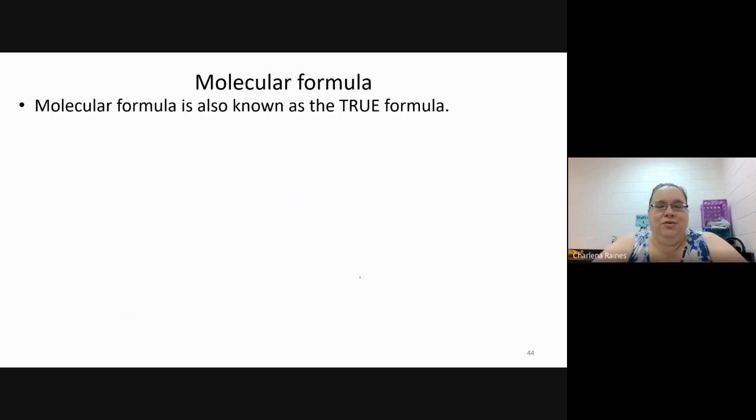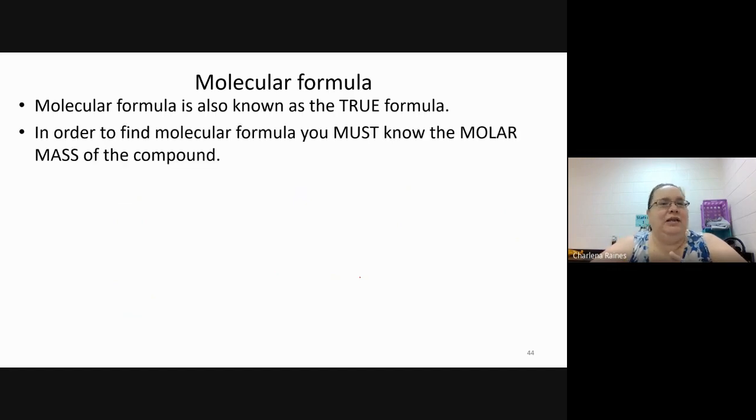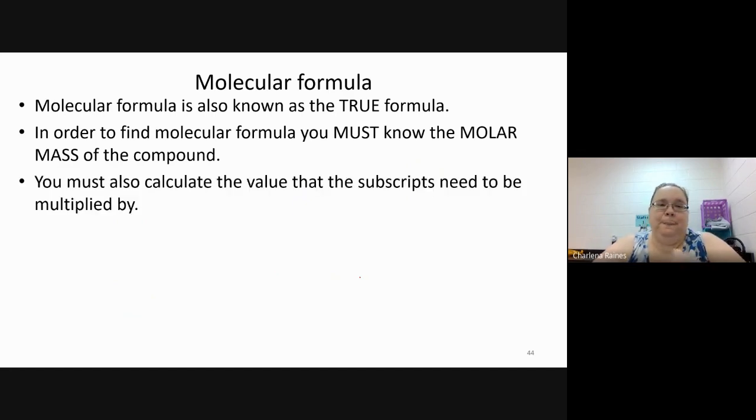So remember that molecular formula is that true chemical formula. And in order to find that molecular formula, I have to give you an additional piece of information. I have to tell you the mass of the compound. So this is something that is typically given to you in the prompt. Because what it does is it allows us to know what we need to multiply our subscripts by.